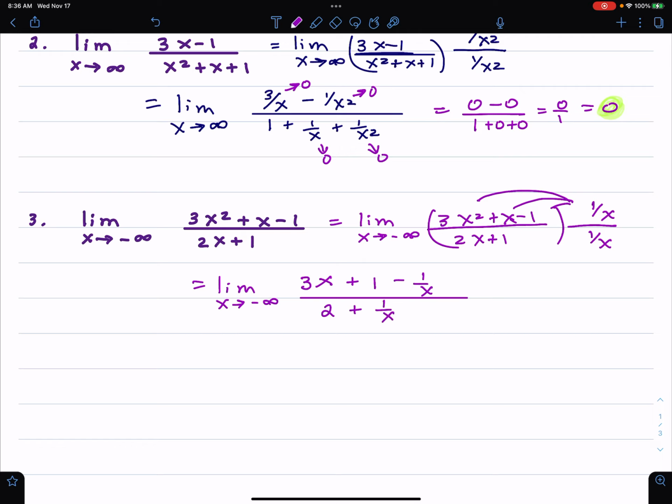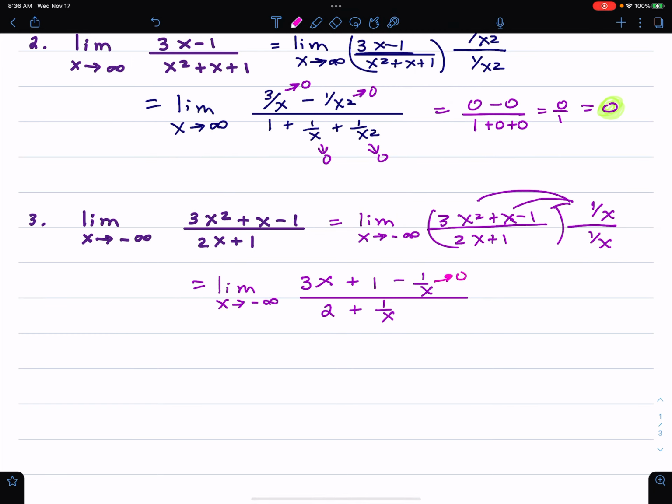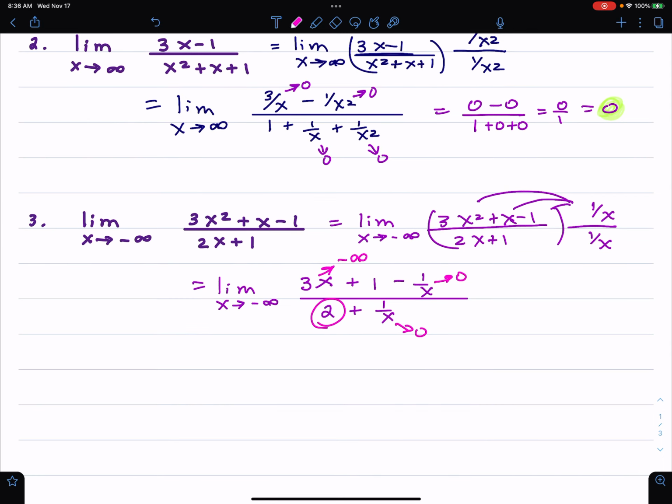Okay, let's check this out. So 1 over x has limit 0. 1 over x has limit 0. 3x has limit negative infinity. x is approaching negative infinity, we multiply by 3, still a negative. So this is negative infinity. So the denominator in total is going to 2. I was writing an arrow goes to 2, but it's not, the denominator is 2, the numerator is going to negative infinity, so we get negative infinity.